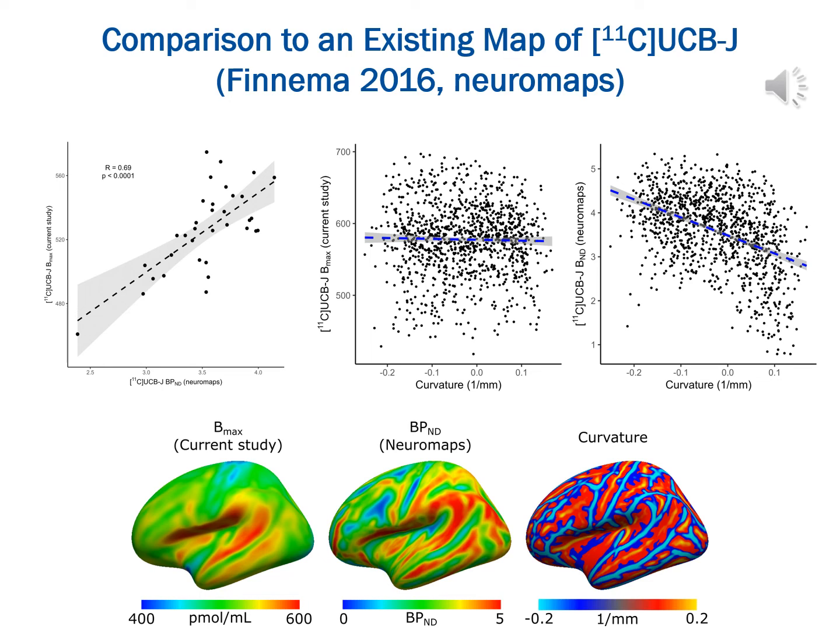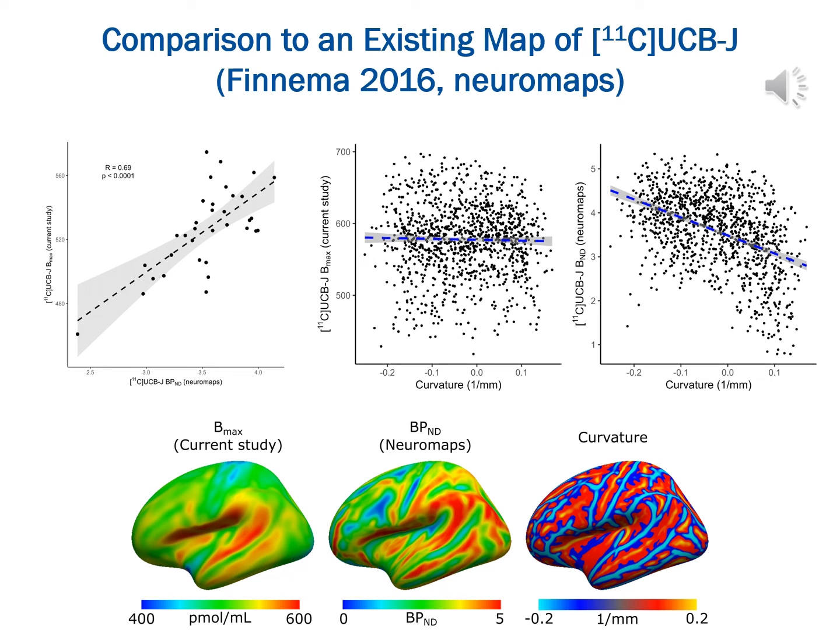Pioneer work using carbon-11 UCB-J has been previously performed by Finnema et al. 2016. Recently, an average population map of these data has been released within the neuromaps Python package. Beyond small differences in demographics and the model used to quantify the PET data, the main difference between the maps from neuromaps and ours is the type of preprocessing used, that is, surface or volume-based. As we can see in the upper left figure, at a regional level, there is a strong correlation between our results and those of neuromaps, although we can observe some large differences in individual regions.